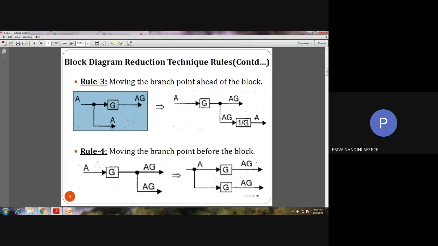If we want to move this branch point ahead of this block G, see here, we obtain only A. If we keep this branch point ahead of G, we will be getting AG from this point. If we move this branch point ahead of this block G, we will be getting AG from this point, because input A is given here, and after this block the output will be A into G. So our desired input from this branch point is A, but here we got AG.